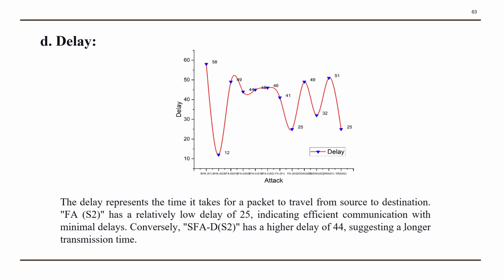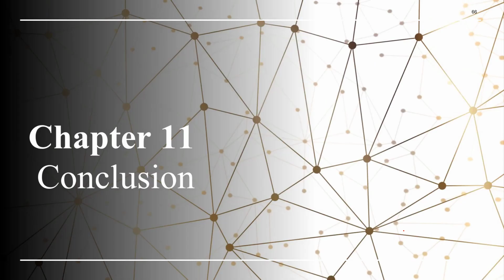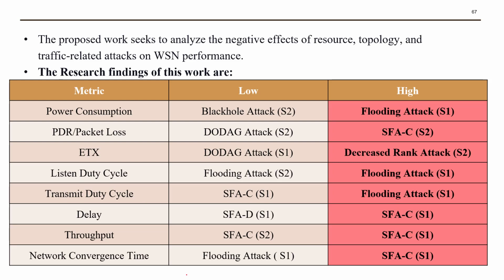So now the final conclusion. We can see here, for power consumption, which attack has the highest: flooding attack S1. Packet delivery ratio: selective forwarding attack control S2. ETX: decreased rank attack. Listen duty cycle: flooding attack. Transmit duty cycle: flooding attack. Delay: selective forwarding attack.